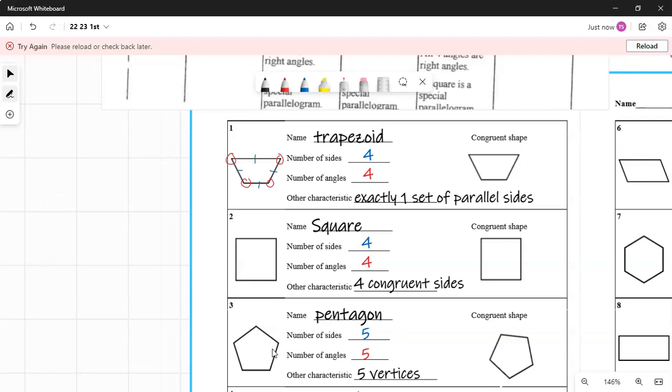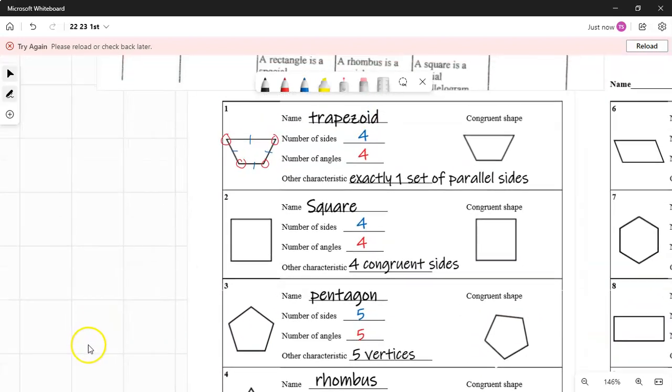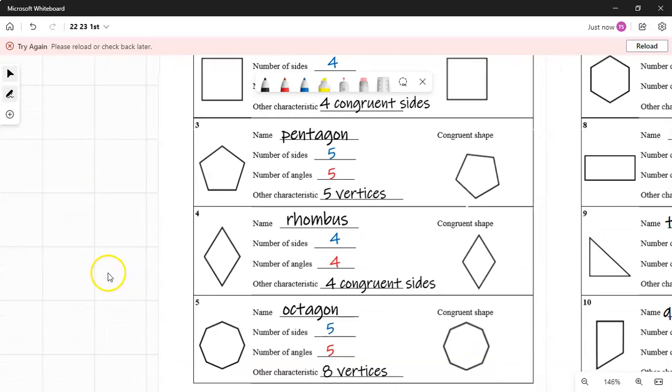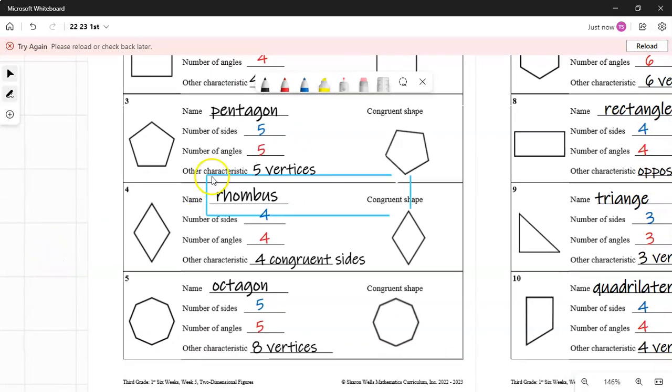Okay, hopefully you're done. We're going to use this to look at to see how we did. So we already talked about the first 3, trapezoid, square, pentagon. Okay, the next one is a rhombus, 4 sides, 4 angles, and I drew a rhombus right there, or copied it. And I said it's just like a square. It's got 4 congruent sides.